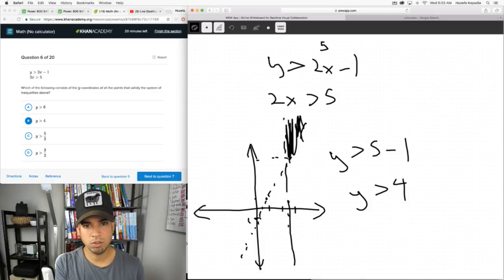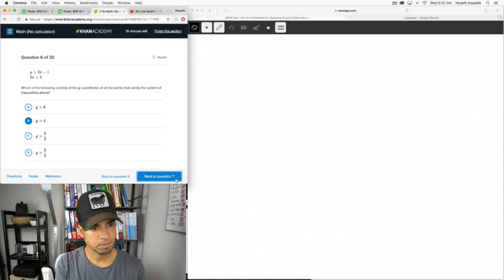You could just do substitution like I did. You don't need to graph it out. I was just kind of rethinking about it.